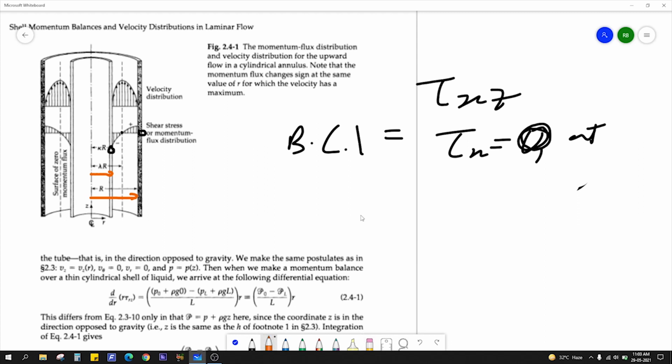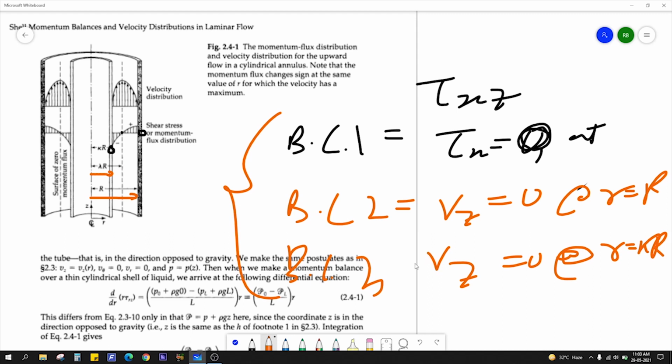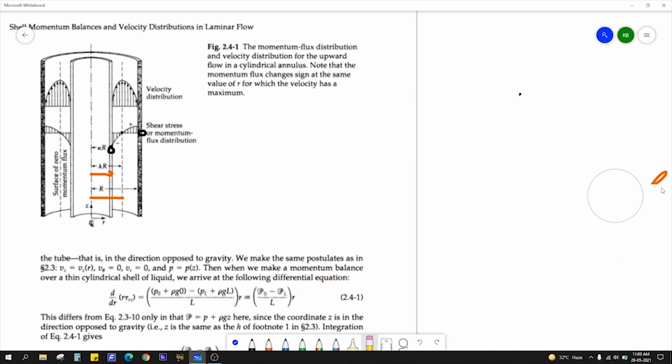What will be your boundary condition 2? It is straightforward. At walls you have velocity 0, so Vz will be 0 at r equal to the outer radius, the radius of the outer cylinder. Also the third boundary condition, Vz is 0 at the outer radius of the inner pipe, that is r equal to kappa R. I hope the boundary condition is clear. Slight modifications, rest is same.